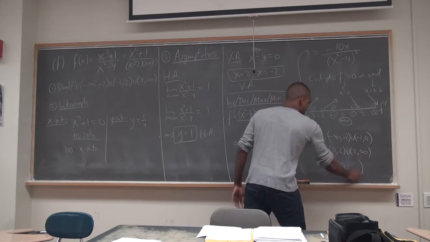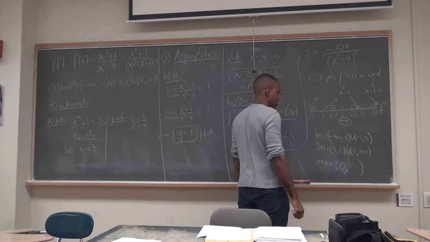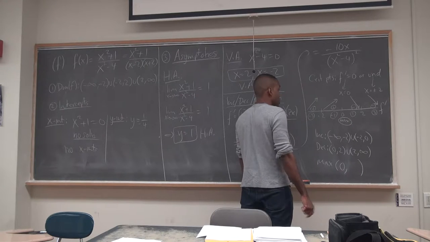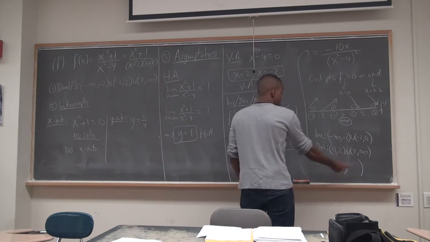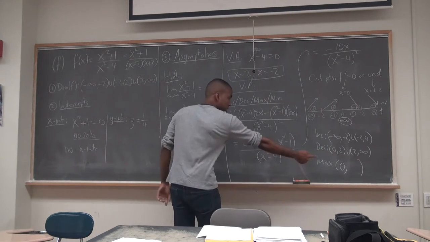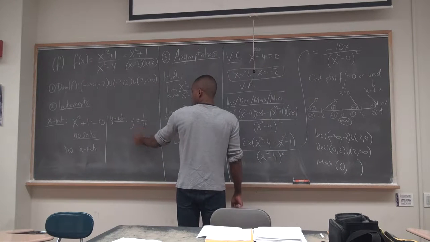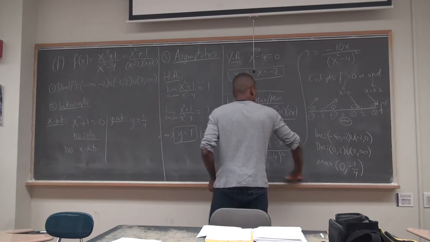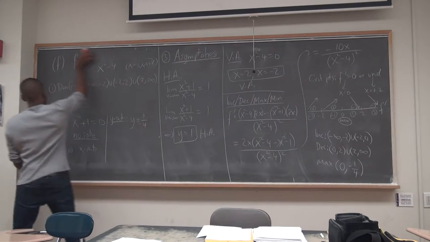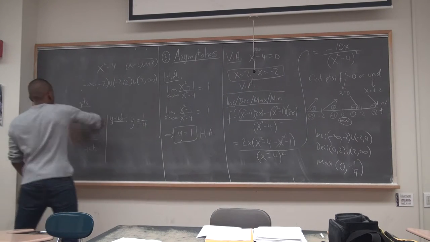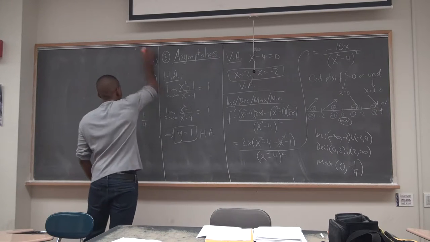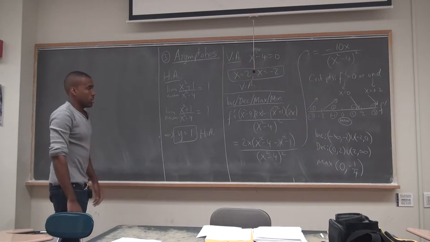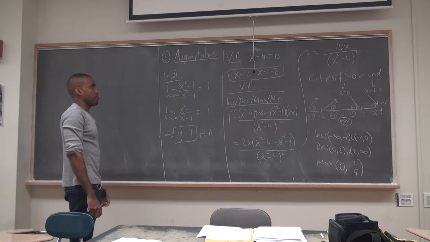How do I find the y coordinate of this maximum? Plug into the original equation. If I'm looking for a y, I plug into the original equation. But plugging in x equals 0 is pretty much the y-intercept. So that's just minus a quarter. Okay, what else?